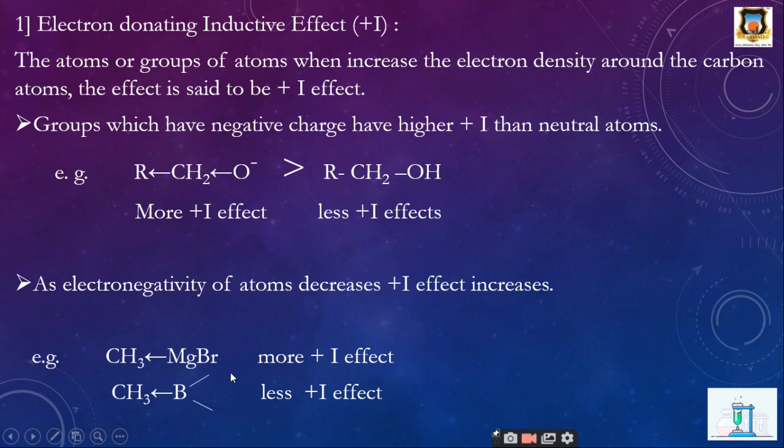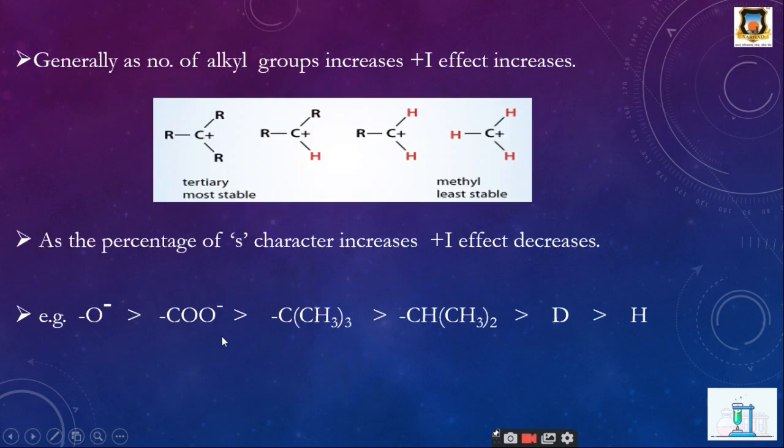Therefore, here magnesium shows more plus I effect and boron shows less plus I effect. Next, generally, as the number of alkyl groups increases, the plus I effect increases, because all alkyl groups exert plus I effect, that is, they increase the electron density around the carbon atom. Therefore they exert plus I effect, that is electron donating inductive effect.